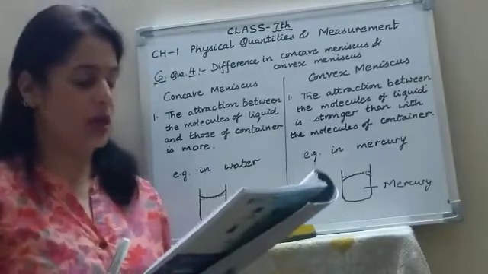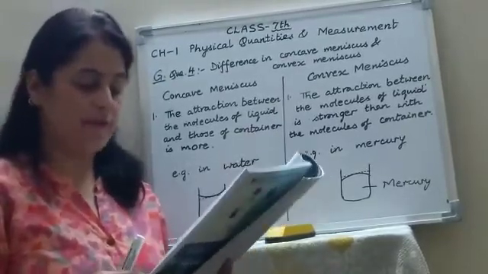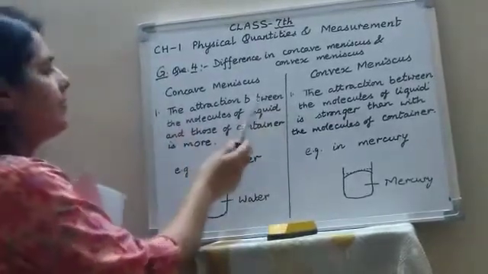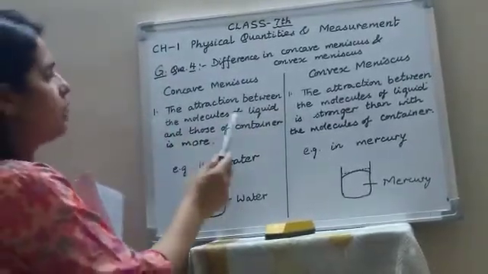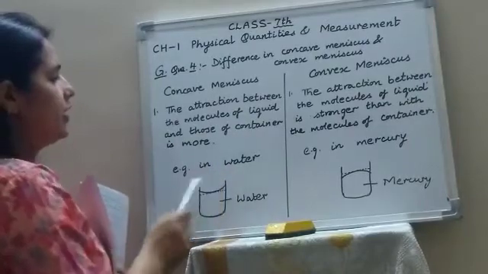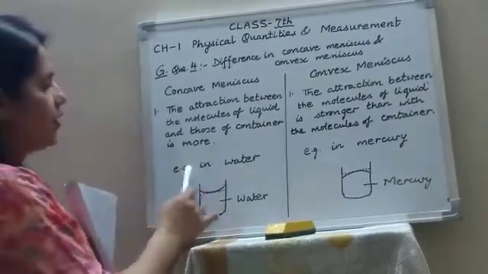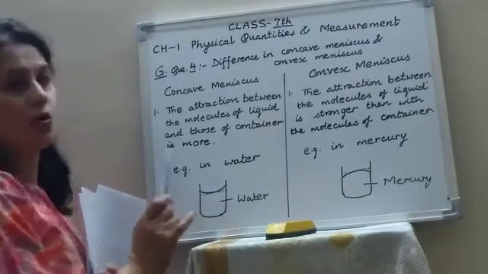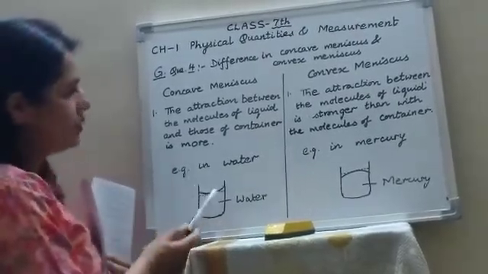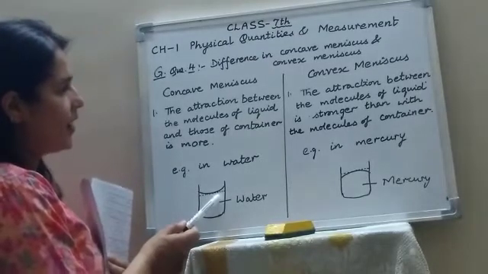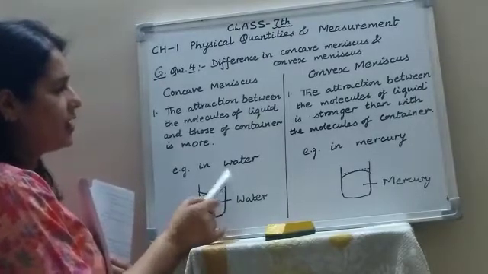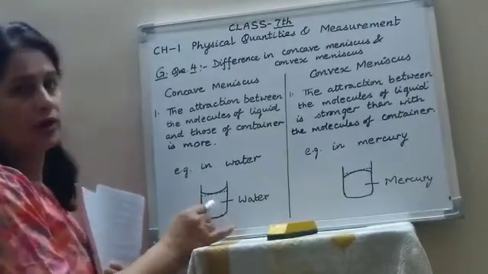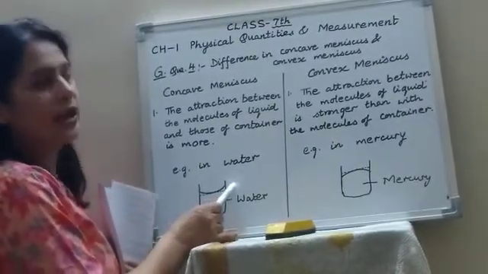Now the fourth question, write the difference between concave meniscus and convex meniscus. In a concave meniscus, the attraction between the molecules of liquid and those of the container is more. For example, in water. Suppose this is a container and we fill it with water. The attraction between the molecules of water and those of the container is more than that between the molecules of water, so they stick to the container.